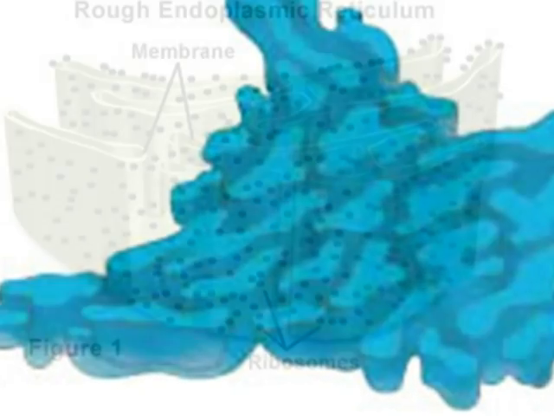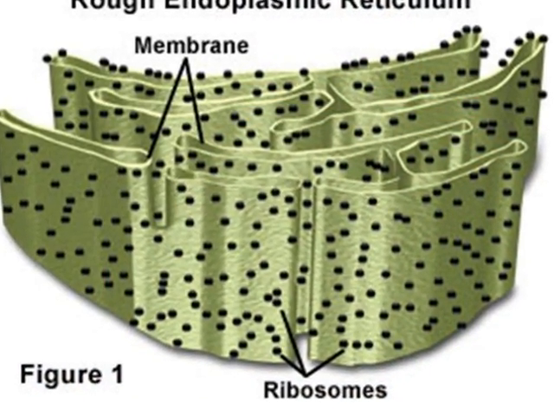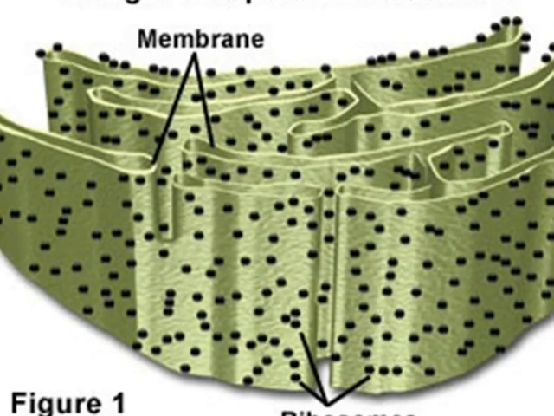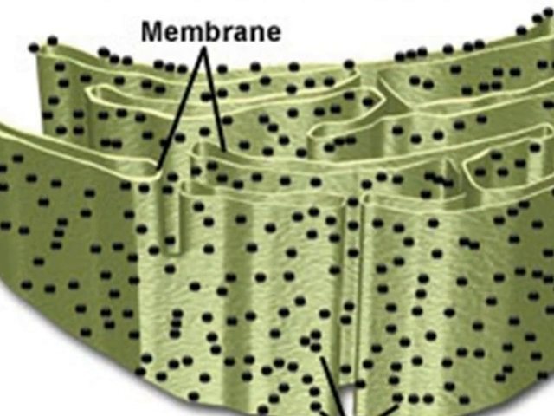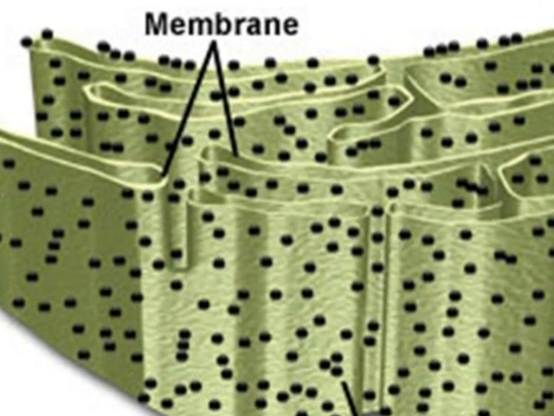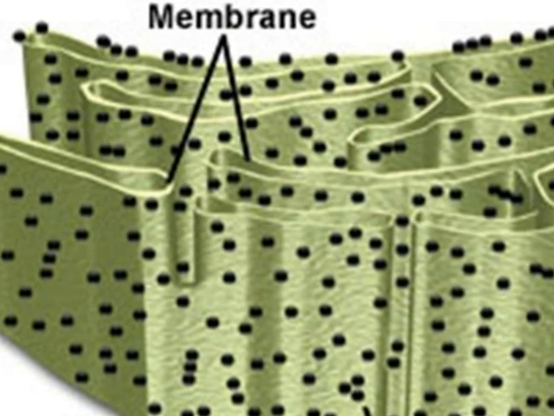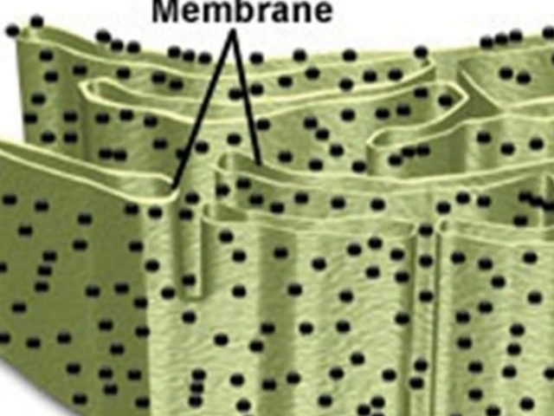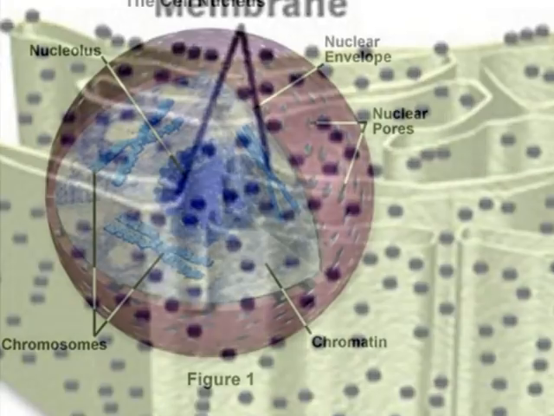Well, since there's a smooth ER, don't you think there would be a rough ER? Well, there is indeed. The rough ER channels proteins to transport vesicles, as well as attaches carbohydrates to some proteins involved in membrane production through the production of vesicles, and has attached ribosomes.